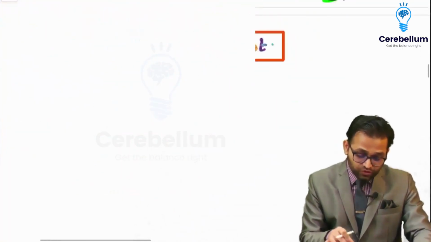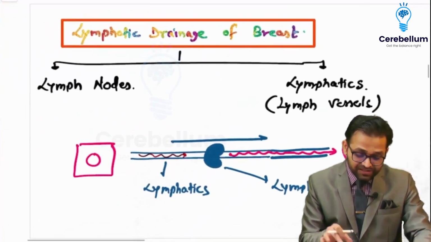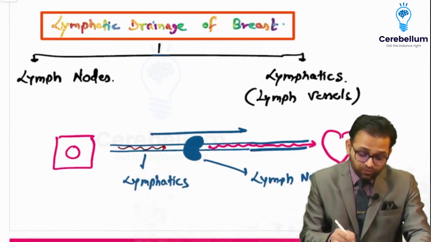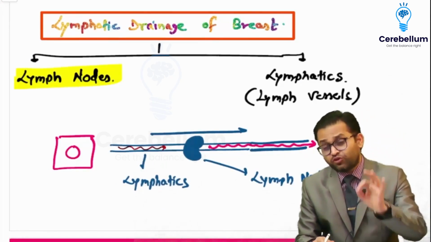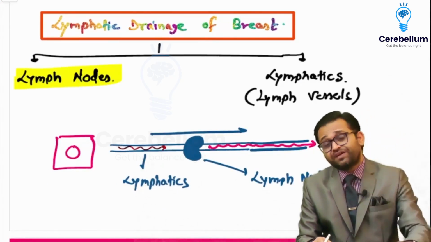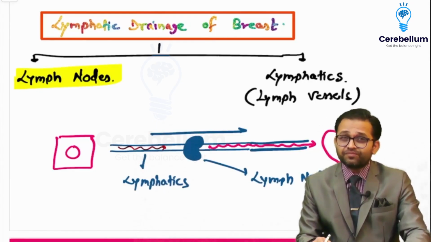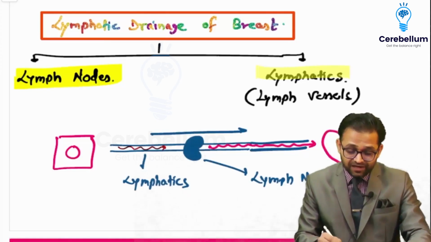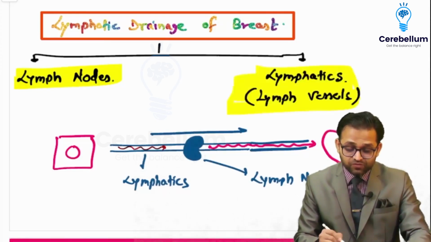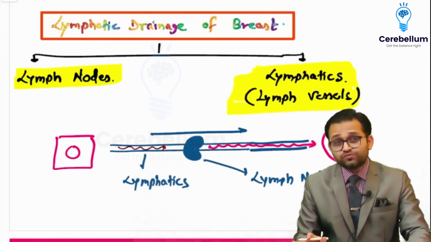Now we are going to look at the lymphatic drainage of the breast. Catch this point, these notes. Lymph nodes are a very important topic, because breast cancer spreads through the lymphatic route. Lymphatic drainage has two headings: lymph nodes and lymphatic vessels, simply known as the lymphatics also.